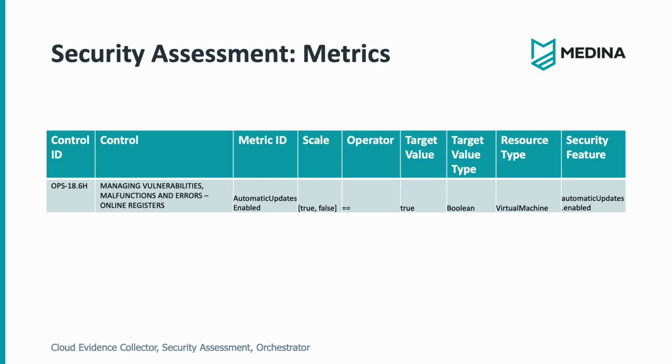In this slide, you can see a simplified metric definition. It defines the ID of the EUCS control it pertains to, the control description, a metric ID, the scale of possible values, the operator for comparison, the target value that is expected in the evidence and is thus considered compliant, the target value resource type the metric applies to, as well as the matching security feature from the ontology. This metric shows that in MEDINA, metrics can be defined in a generic way using the ontological resource types and security features, rather than writing specific rules for the resource types and security features a certain cloud provider defines.